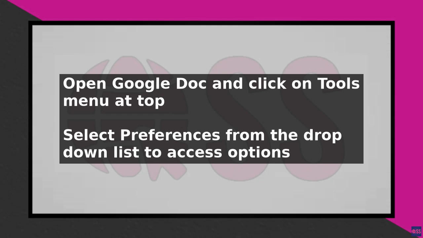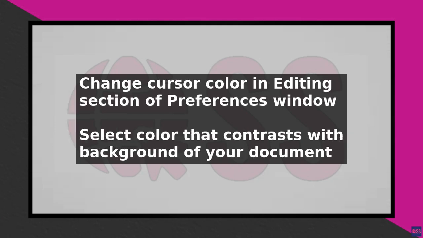If you want to change the background color of your document instead, go back to the main document view and click on the File menu. Then, select Page Setup. In the Page Setup window, you can change the background color by clicking on the box next to Background and selecting a color that contrasts with the cursor color.